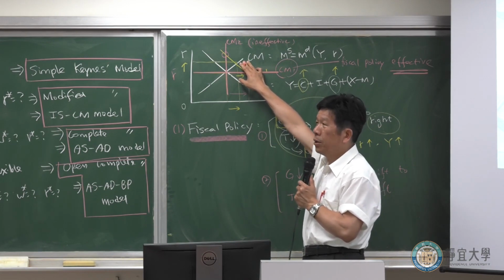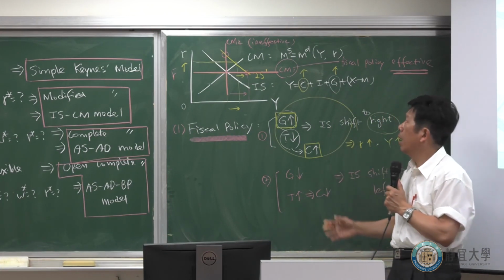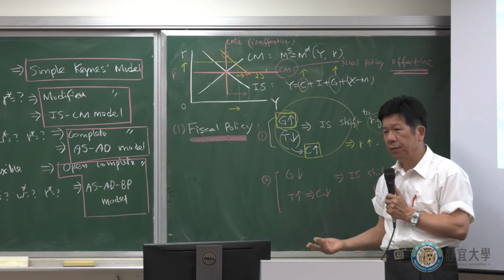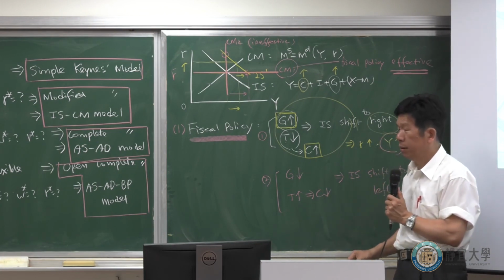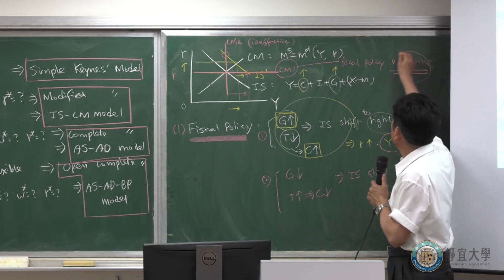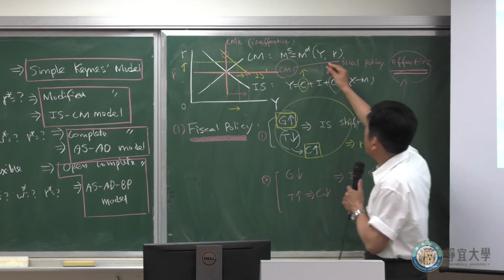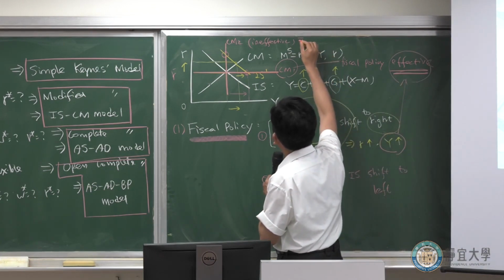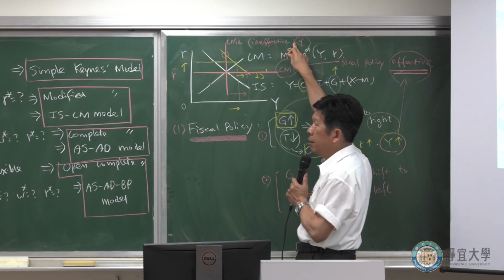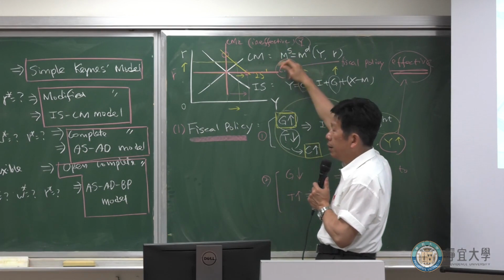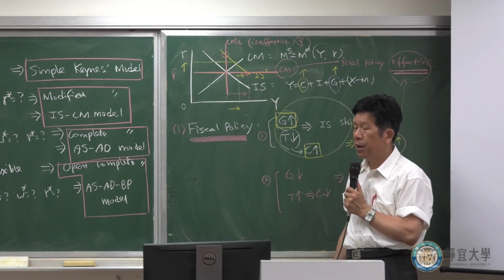Sometimes we would like to compare which one is effective. If we can let Y increase, we call it effective. If Y is constant, Y does not change, it is ineffective. Okay, so can you understand? So this is special for the fiscal policy.